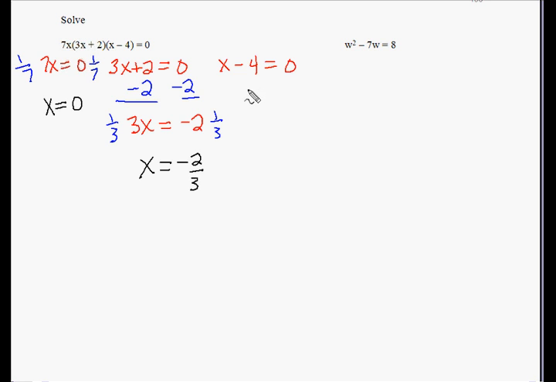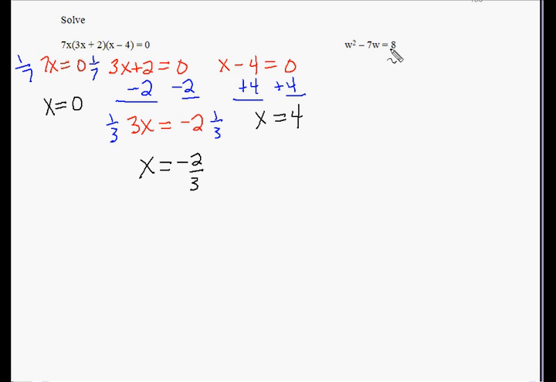And in our last equation, we can add 4 to both sides of the equation, which will leave us with x is equal to 4. So we have 3 answers for this problem, and that's because we had 3 factors equal to 0.